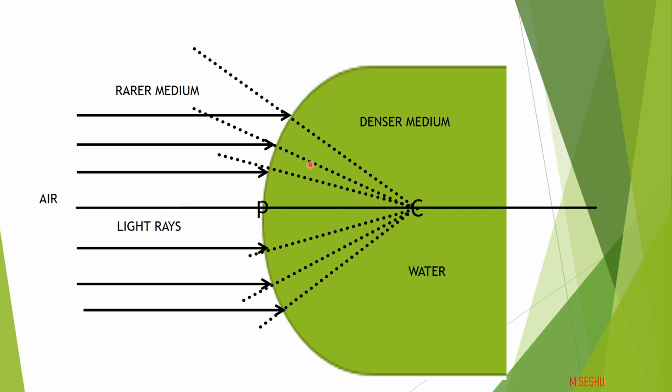So what is this curved surface? This curved surface is a part of a sphere. If the refracting surface is a part of a sphere, we call it refraction at curved surfaces. Due to the difference in the velocities of light when it is traveling from one medium to another, rarer to denser, it is bending. Are you clear about that one?